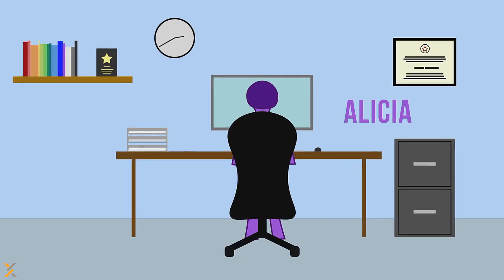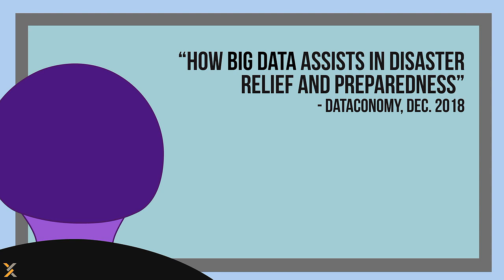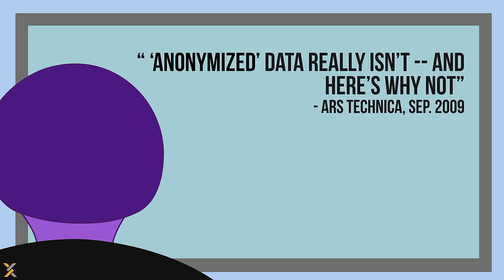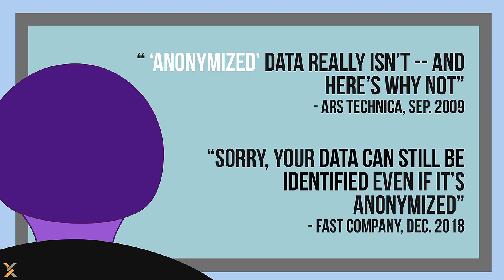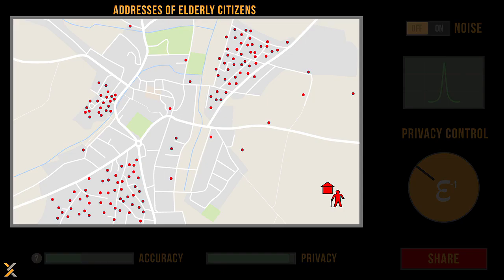This is Alicia. She's the Chief Data Officer for her state, and she's excited about the prospects of improving people's lives using big data. But she's also wary of the possibility of malicious actors combining anonymized data with third-party data to re-identify individuals and expose their private information. After all, it's Alicia's responsibility to protect the data of citizens like Bruno here, whose isolated location might make him too easy to identify. To do that, she's using differential privacy to protect this data on elderly citizens.